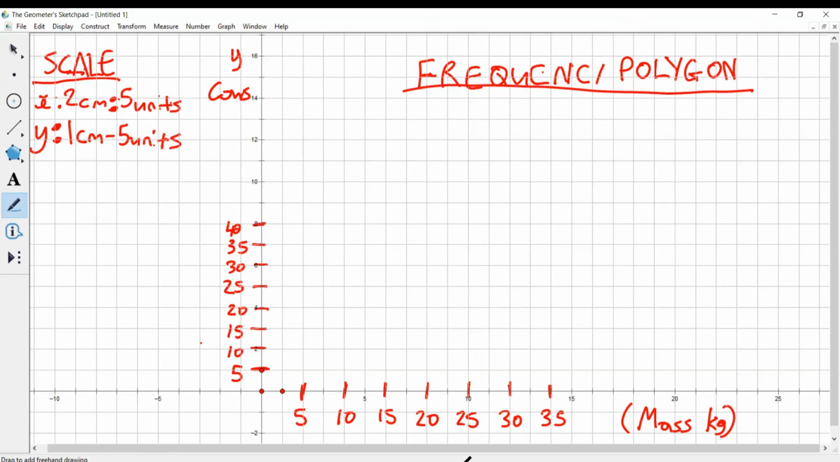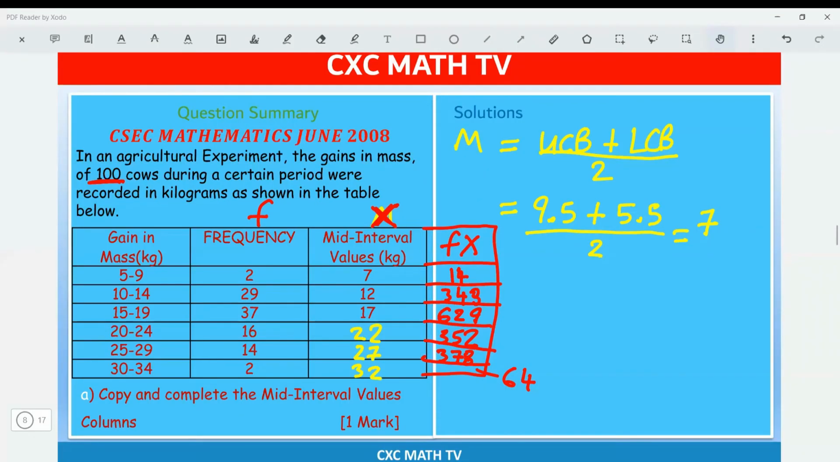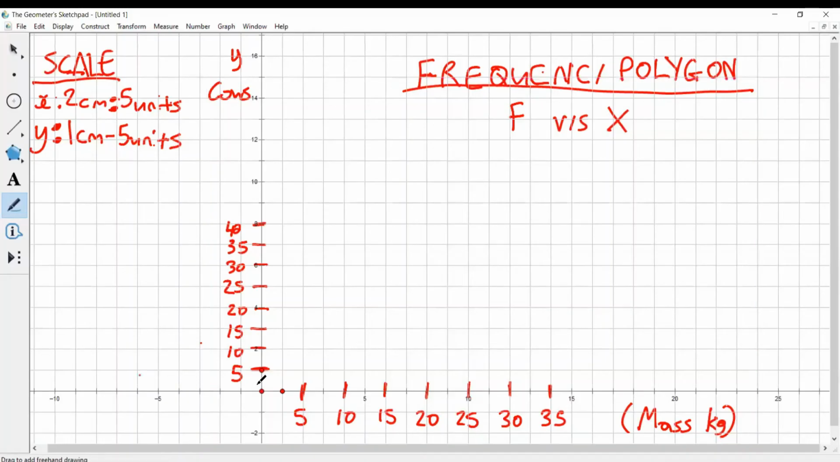All right, so these are the numbers that we plot. Remember, for a frequency polygon, the y-axis is the frequency versus the midpoint, x. So the frequency is 2 and the midpoint is 7. So the y is 2 and the x is 7 for the first group. So we go back, y is 2, x is 7.